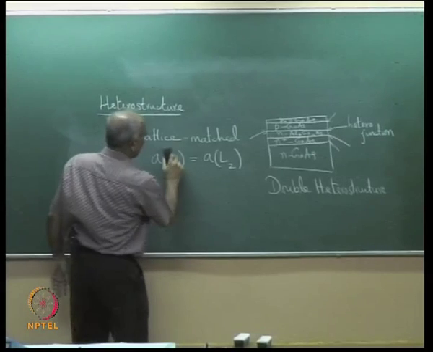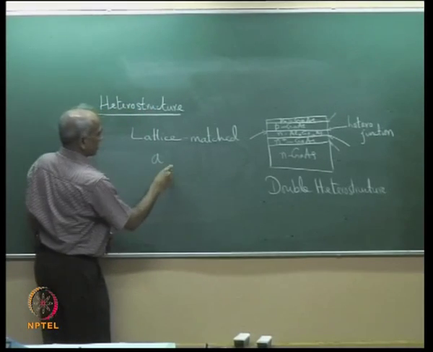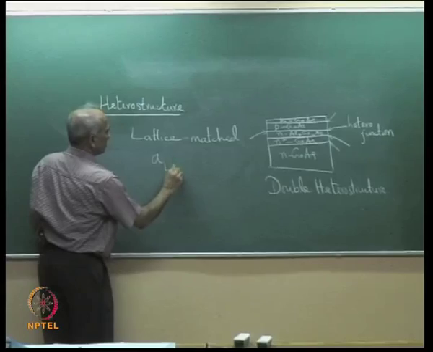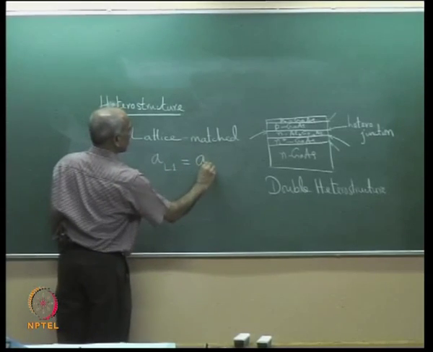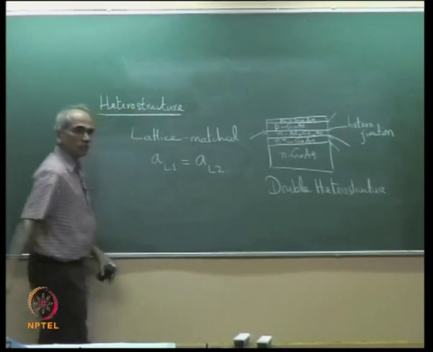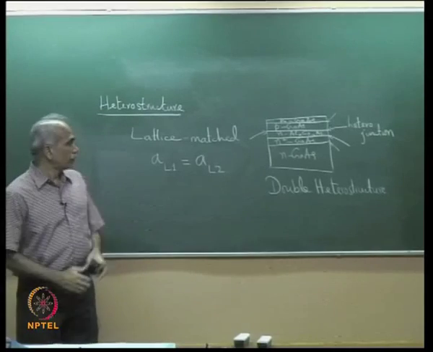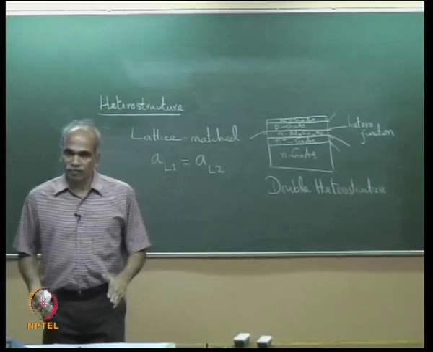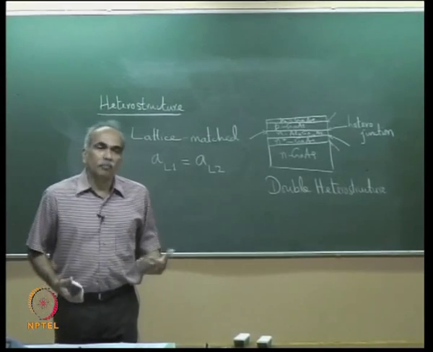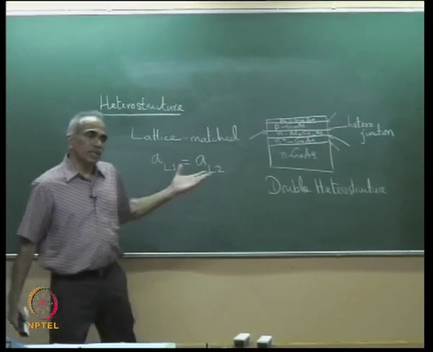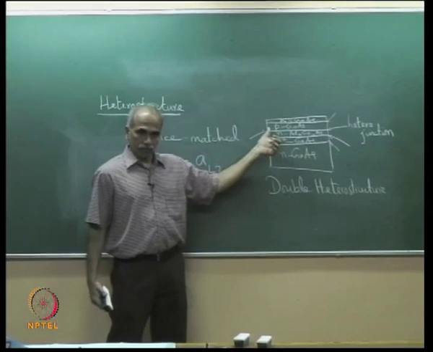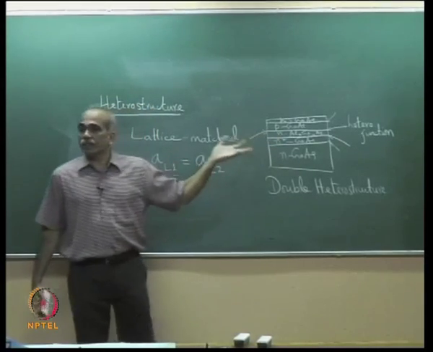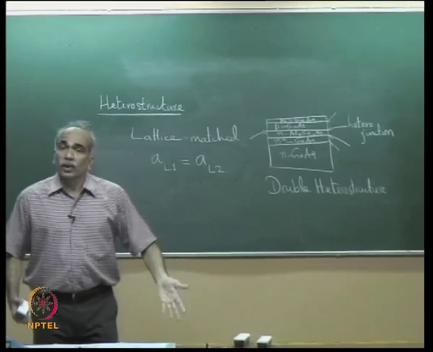Maybe let me write it as a subscript. A_L1 is equal to A_L2. If the lattice constants of the two layers are equal, then it is lattice matched, and that minimizes the possibility of defects at the junction. Defects are very, very detrimental to optoelectronic devices.